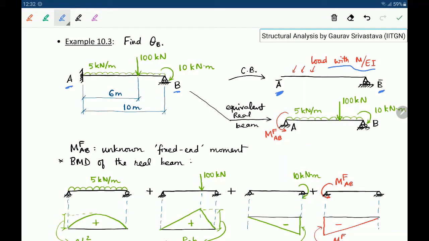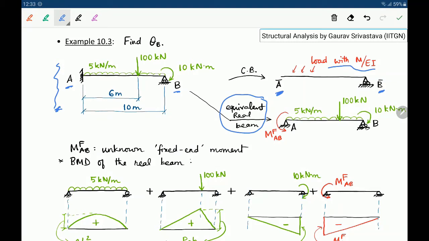Now of course in this case we cannot directly get the M by EI diagram because this is an indeterminate problem. So for this particular beam, we will not be able to draw the bending moment diagram directly. So one thing which can be done is that this propped cantilever beam can be converted to an equivalent real beam. When we say equivalent real beam, that indicates that it is the same as the real beam. This equivalent real beam has no relation with the conjugate beam.